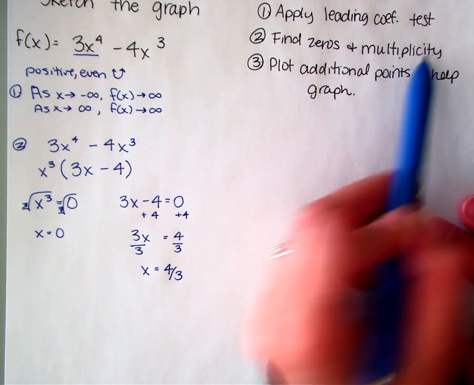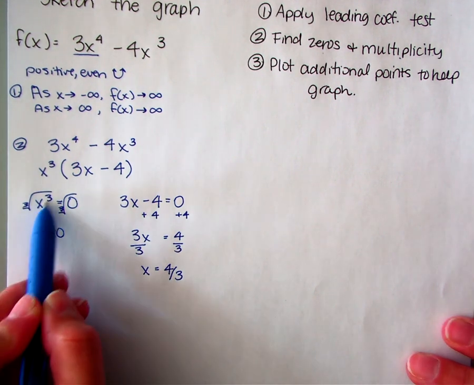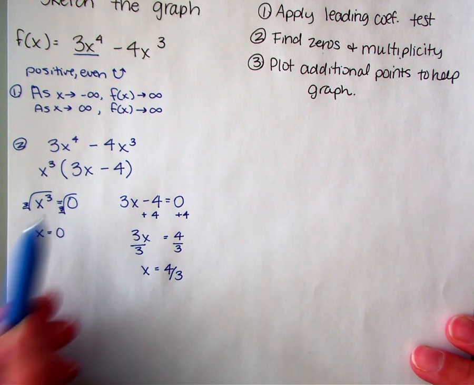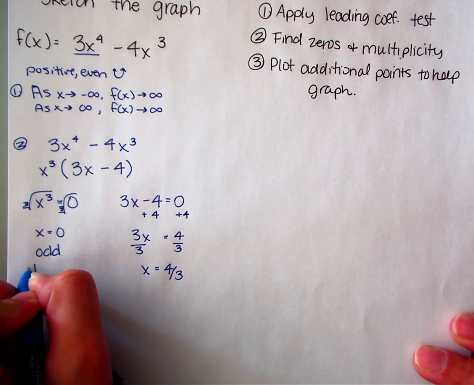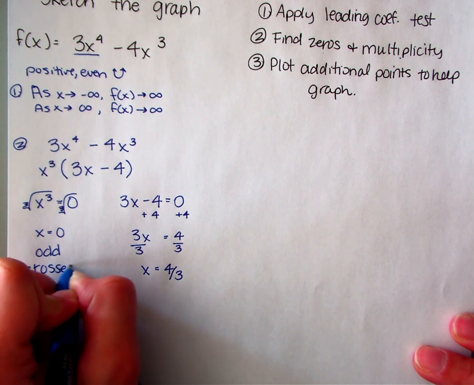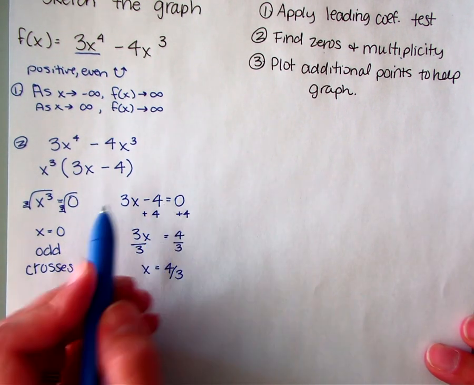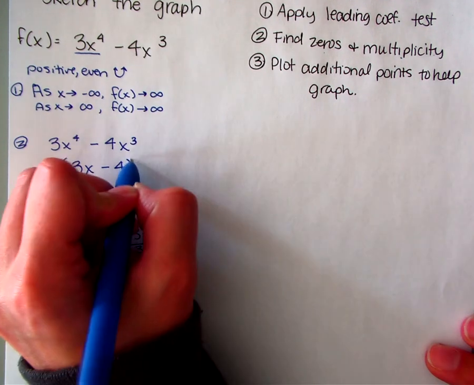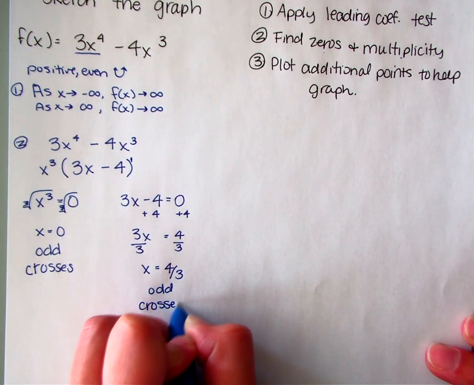So over here it says find zeros and multiplicity. That multiplicity tells me if my function is going to cross the x-axis or if it's just going to touch and bounce away. And so this x cubed equals 0. That 3 tells me it has an odd multiplicity, which means that it crosses the x-axis. 4/3 over here, 3x minus 4 raised to the first power, also has an odd multiplicity, which means that it crosses.